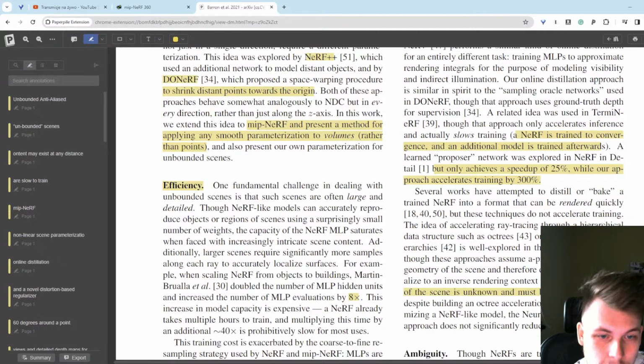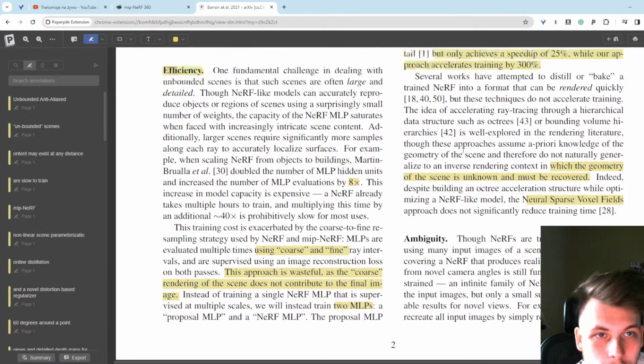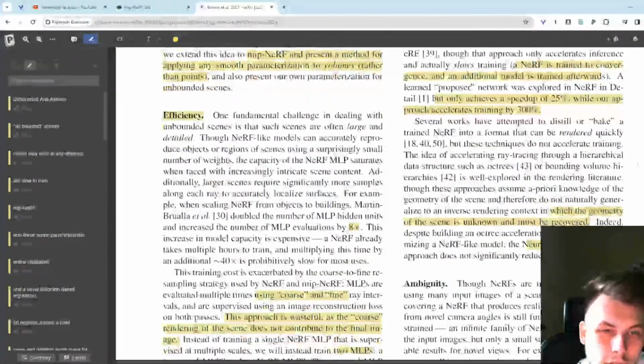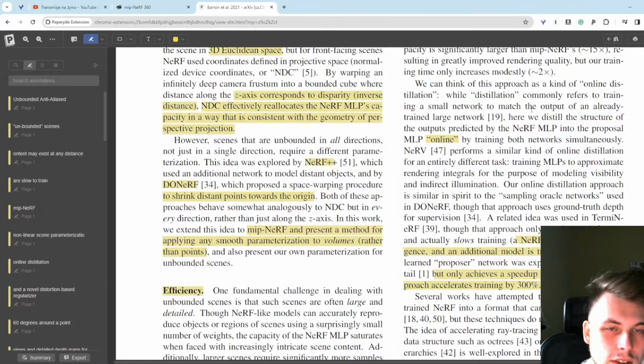Indeed, despite building on an octree acceleration structure while optimizing NeRF-like models like neural sparse voxel fields, the approach does not significantly reduce training time. Yeah, so this is a good approach, but it doesn't really improve training that much. And honestly, their model will be kind of still slow, so it also doesn't do much. But it's a smart idea to do this kind of online distillation. So that's very interesting.